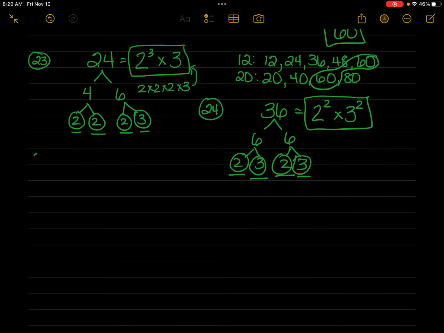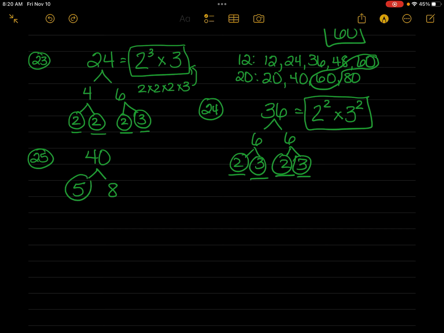Okay, 25, last factor tree, is 40. So for 40, you can do 4 times 10. I'm going to do 5 times 8. Okay? Oh, but 5 is a prime, so it can't have a branch off of it, because if I did this, then I would get 1 and 5. And remember, in factor trees, we can't use 1s.